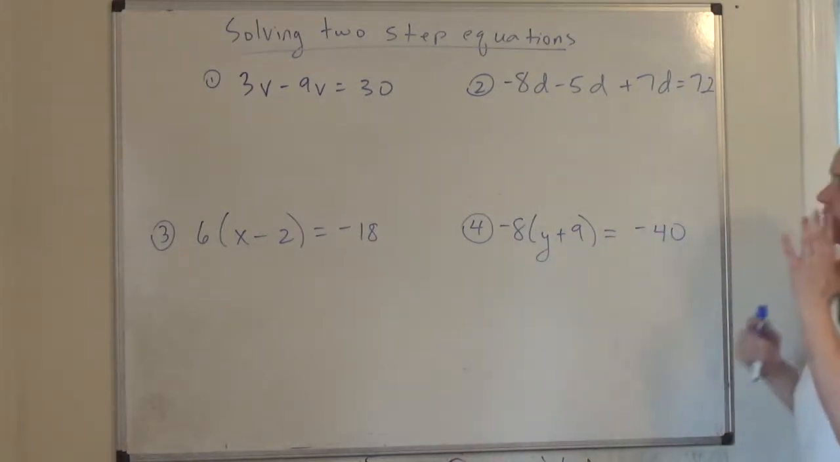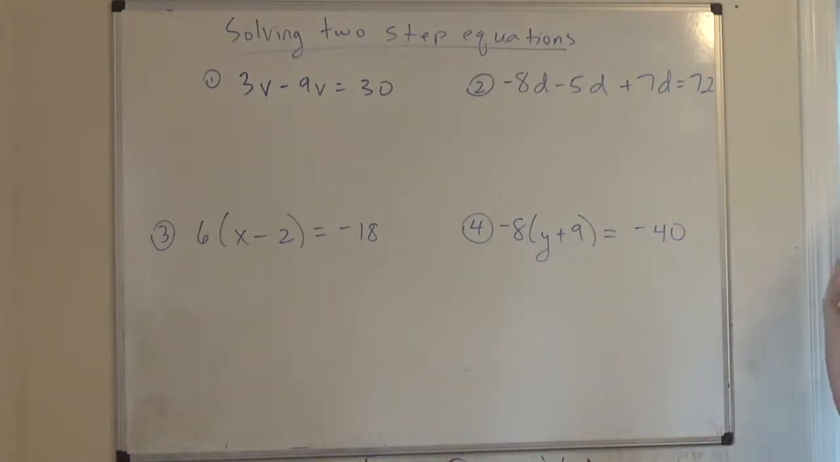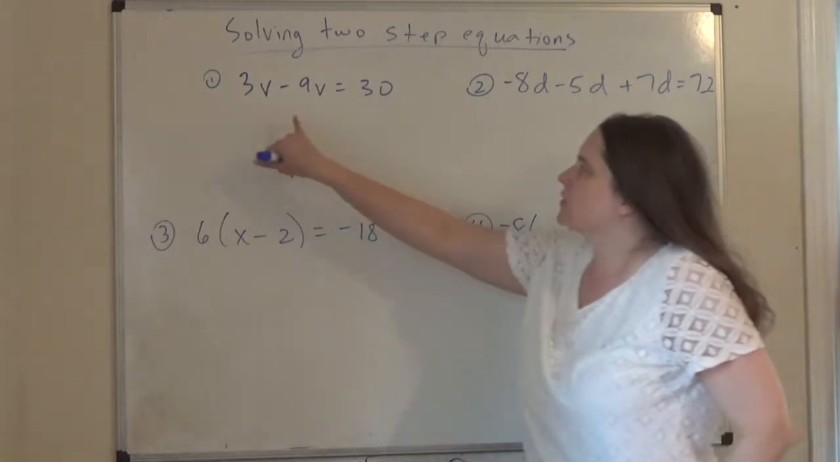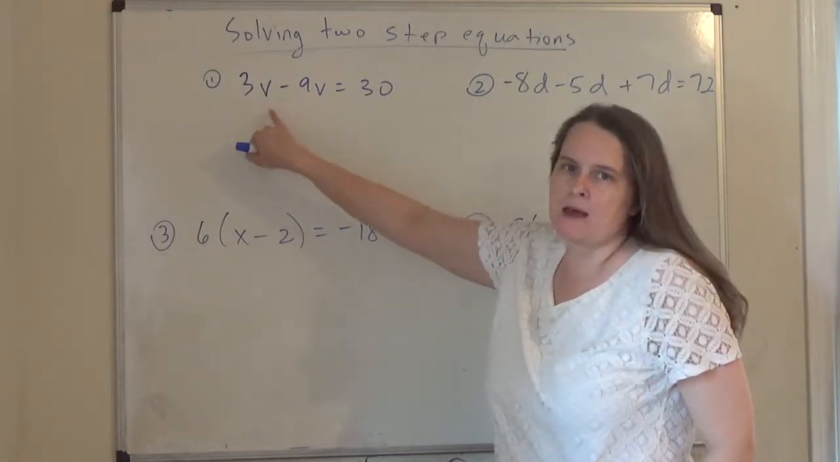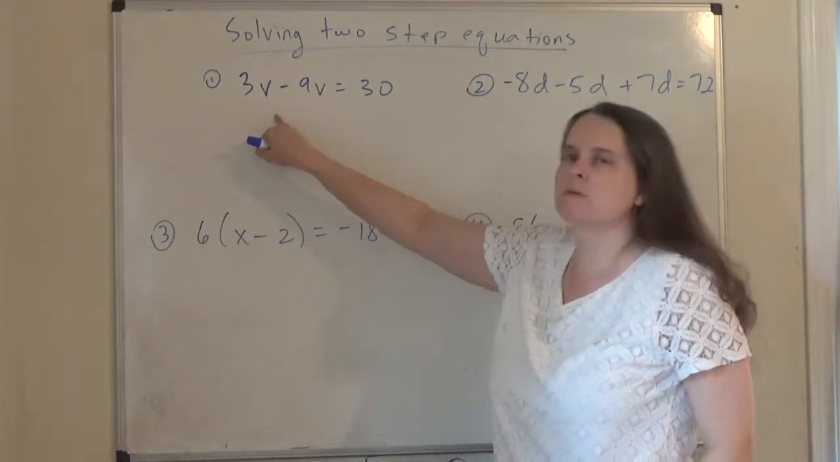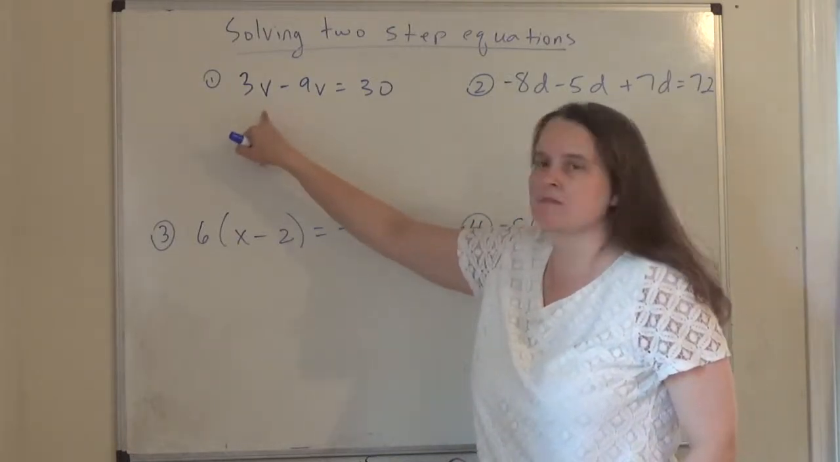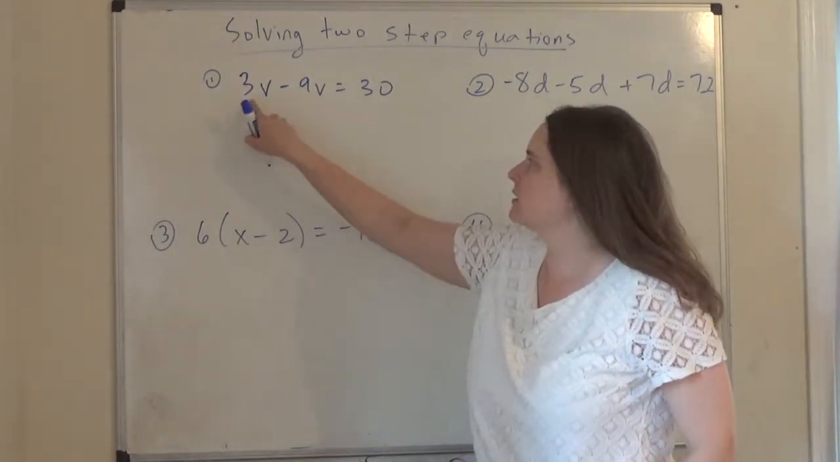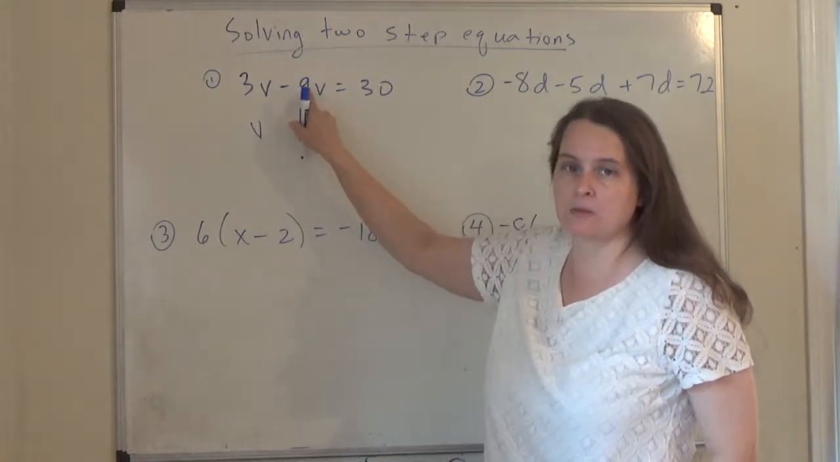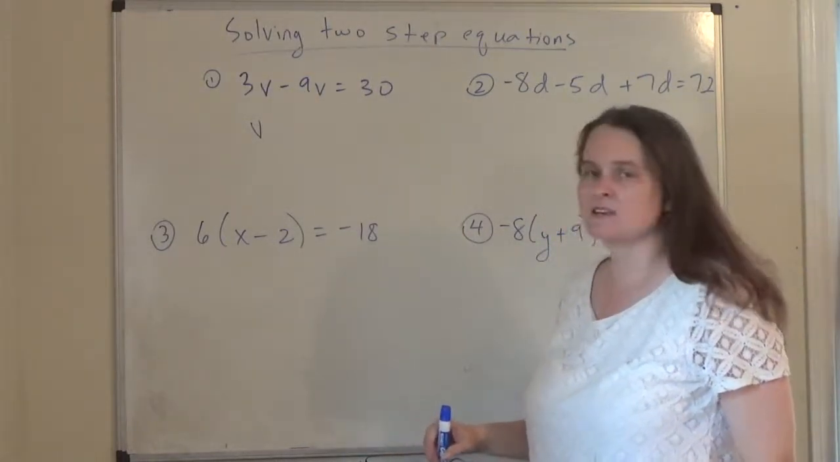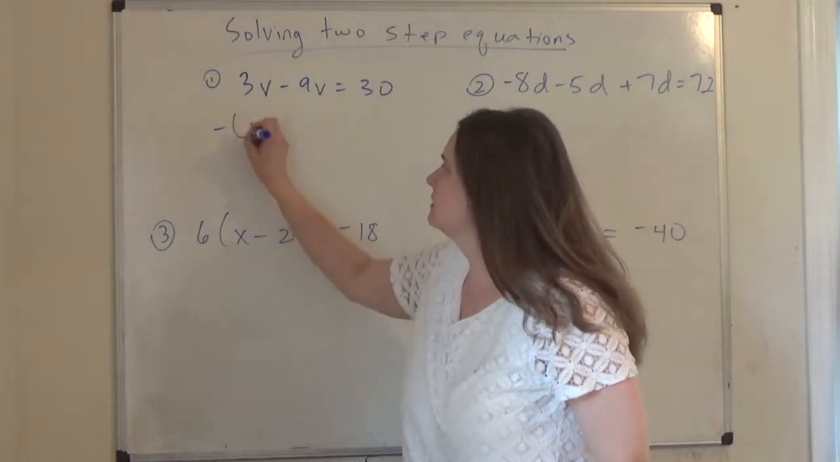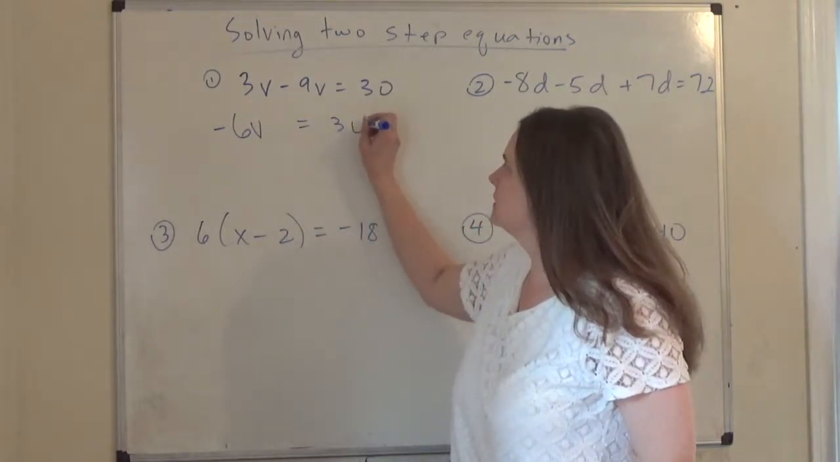In number 1 I have 3v minus 9v equals 30. So I noticed that these are like terms. They both have a v attached to them. So the distributive property tells me that I just keep that v and then I can combine 3 minus 9, or 3 plus negative 9. So that gives me negative 6v equals 30.